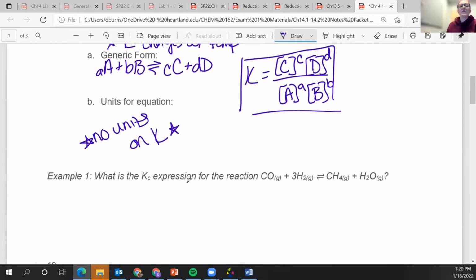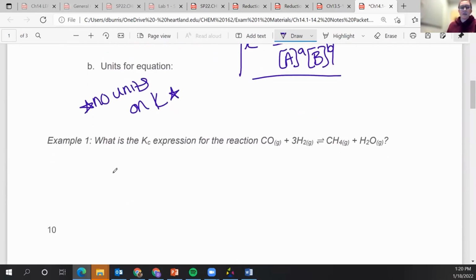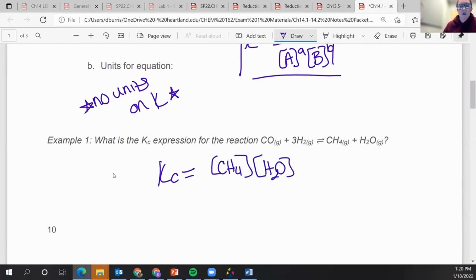So if I said, write the Kc expression for this equation, what you would do is write Kc. C stands for concentration, and I'll talk about that in a minute. It's products over reactants, remember? So the concentration of CH4 times the concentration of H2O, over the reactants, the concentration of CO times the concentration of H2, and each should be to the power of their coefficients. So this is how you write the K equation for this specific reaction.